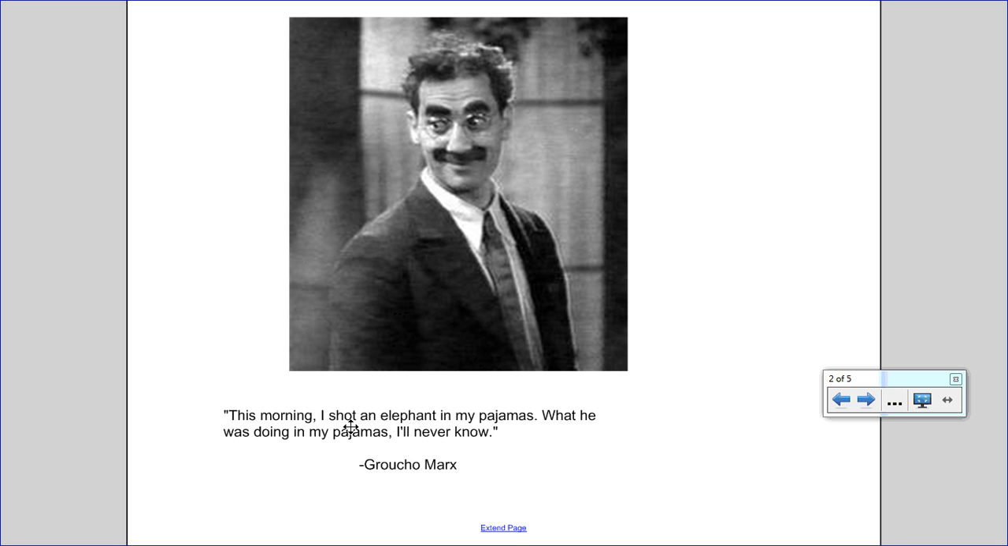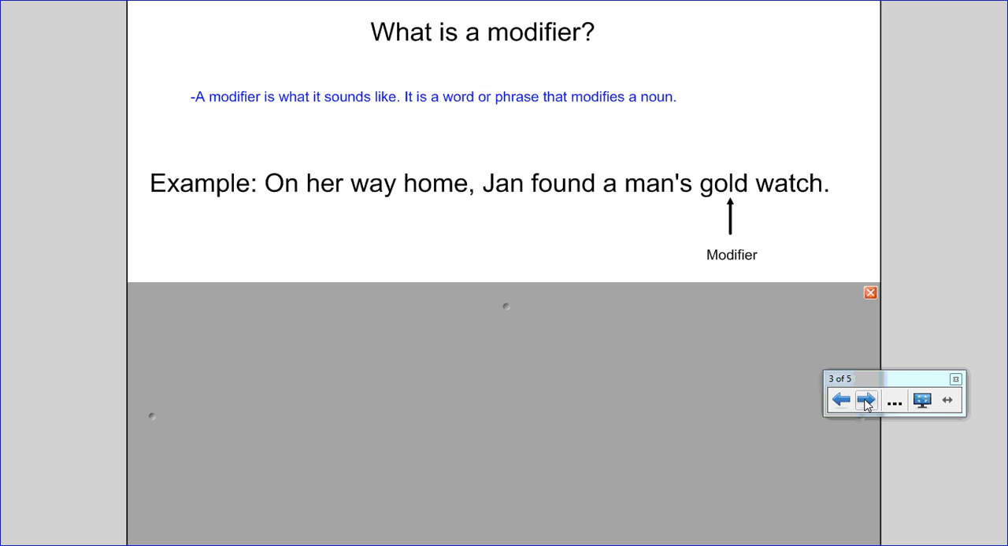And it's funny because the way the sentence is written or uttered, the "in my pajamas" part of the sentence is saying that the elephant was in the pajamas, not Groucho. Thus the humor in the situation. And so that is an example of a misplaced modifier.